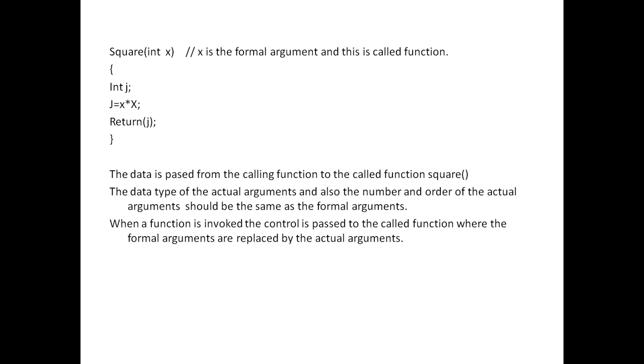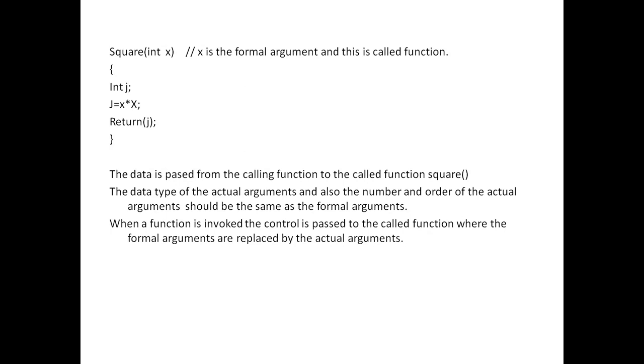Next, square(int x), curly braces start, int j is equal to x into x, return j, curly braces close. This is the definition of the function. Here x is a formal argument, and this is the called function, whereas the other is the calling function. The data is passed from the calling function to the called function square.